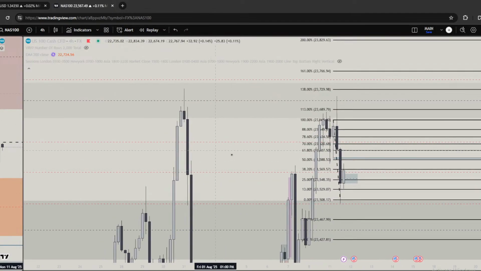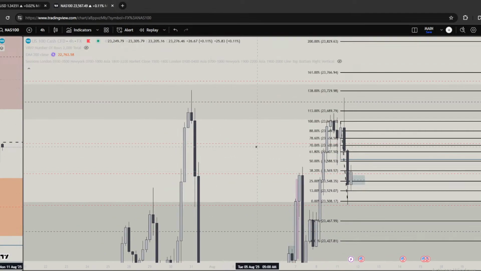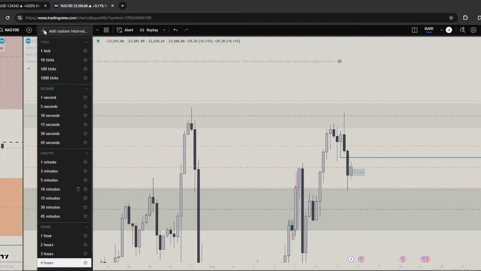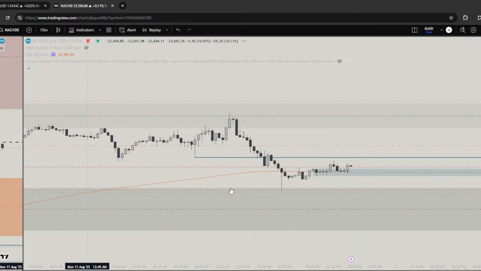Because right here at the 624, that would be that continuation lower for the short. So that would still be okay. Boom, right here I want to get out and probably switch my bias down to the short. That's how I would be looking to play that.